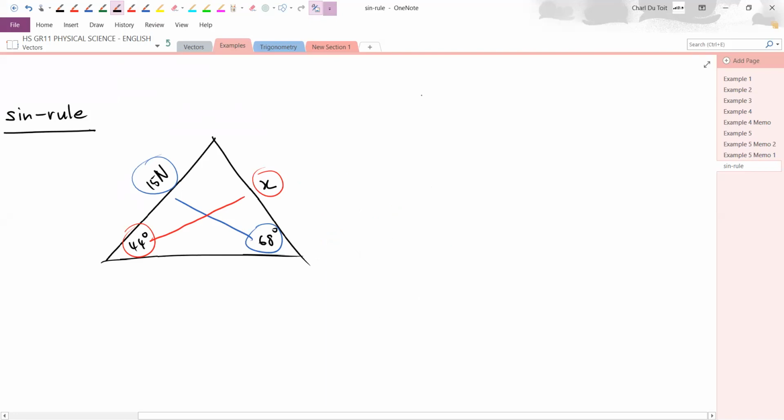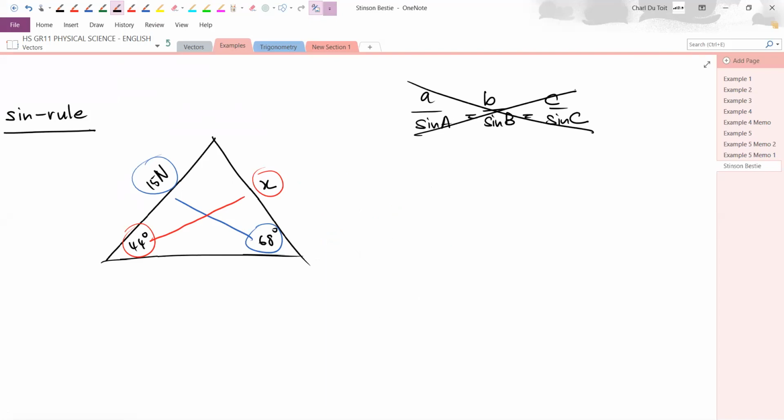It says A over sin A equals B over sin B equals C over sin C. But you don't have to remember that for science purposes. We can do that in math later. All you need to know is that you're going to put the red stuff on top of one another and the blue stuff on top of one another.